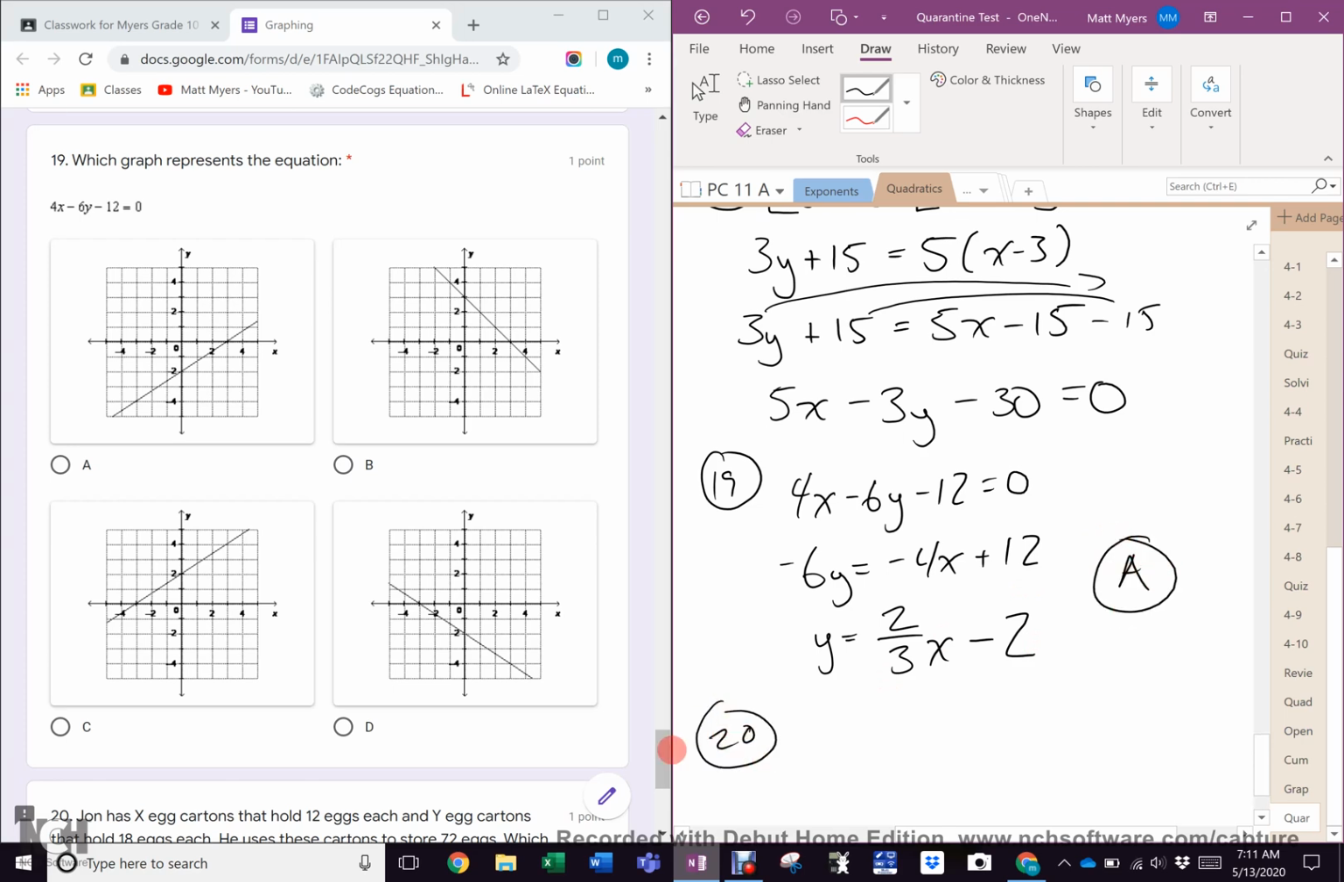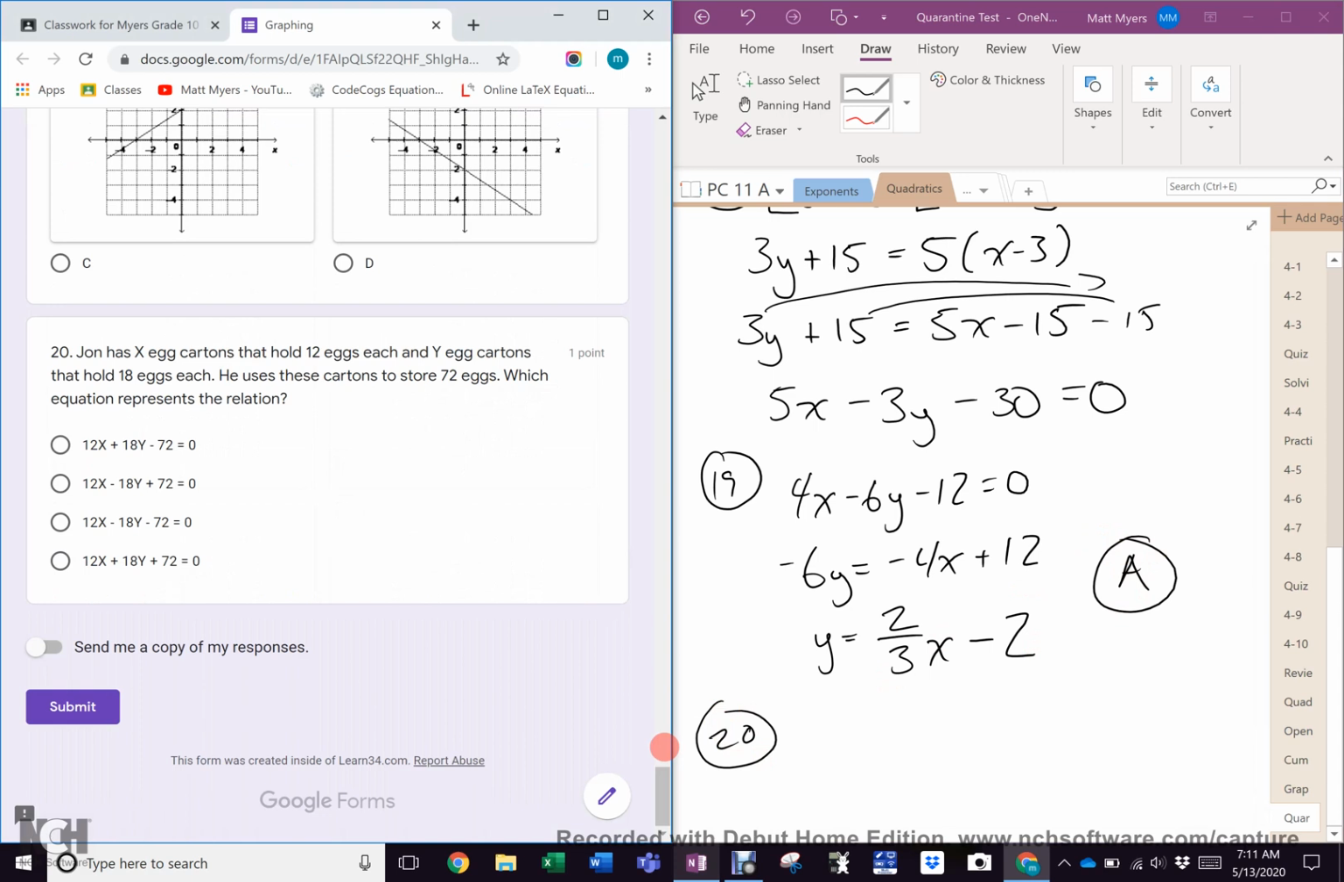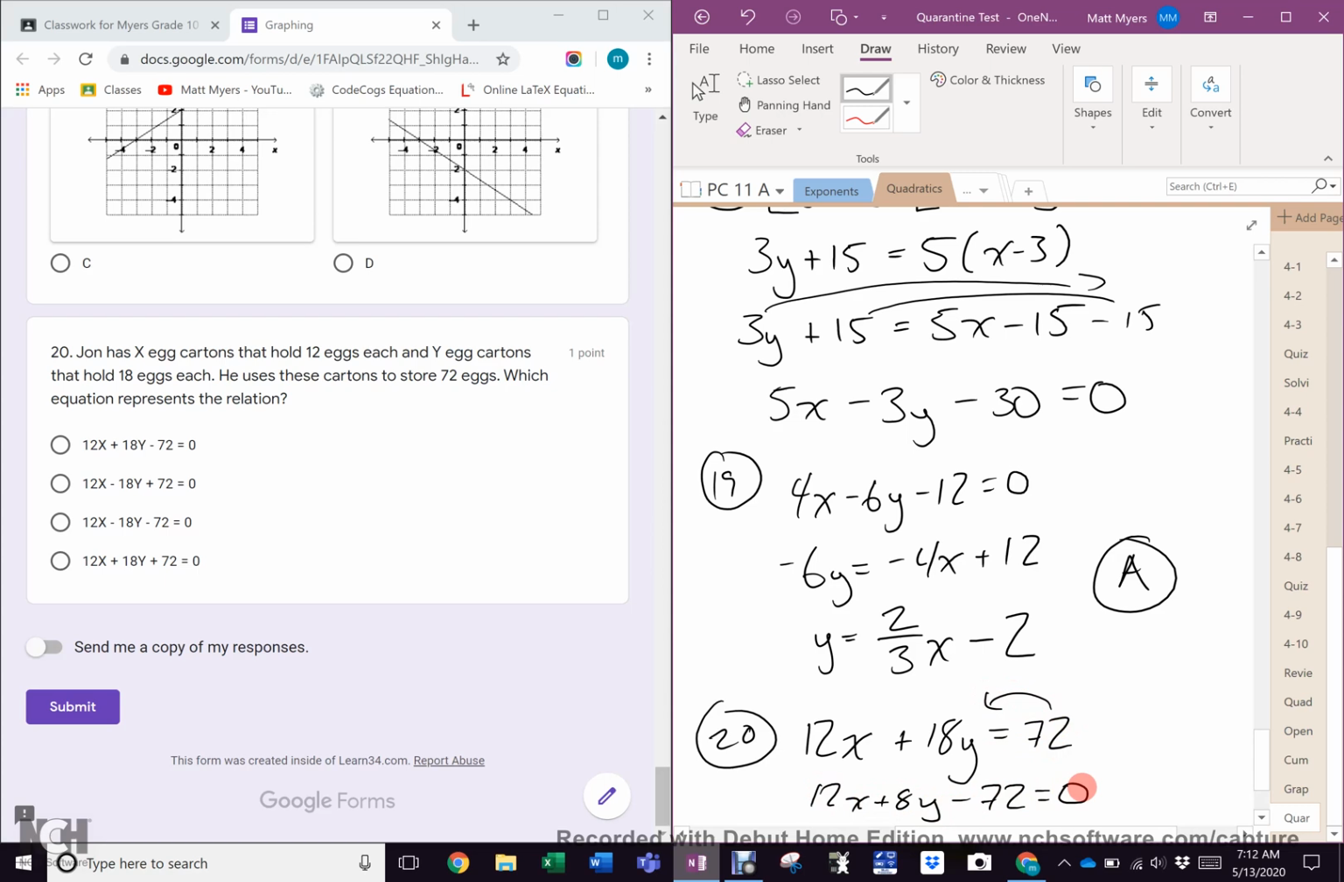And number 20, he has x egg cartons that hold 12 eggs. So 12 eggs in every x carton, plus 18 eggs in every y carton, equals 72 eggs. But I want that in general form. So all I had to do is move the 72 over. 12x plus 8y minus 72 equals 0. So that's it for that.